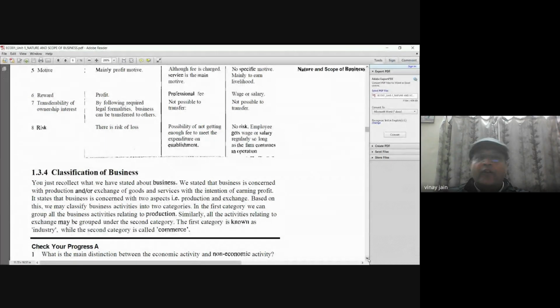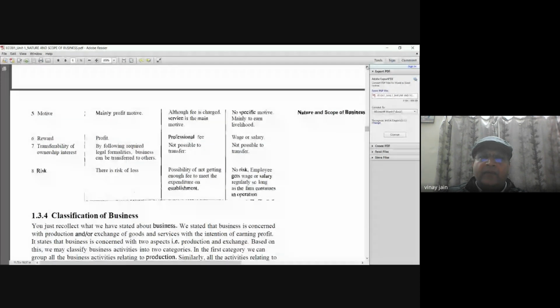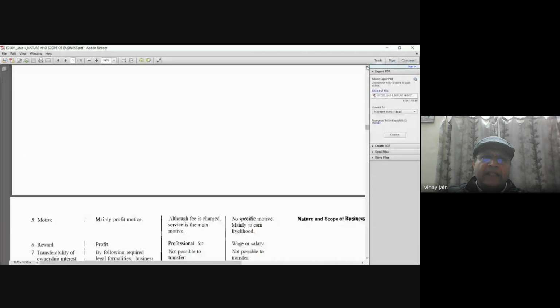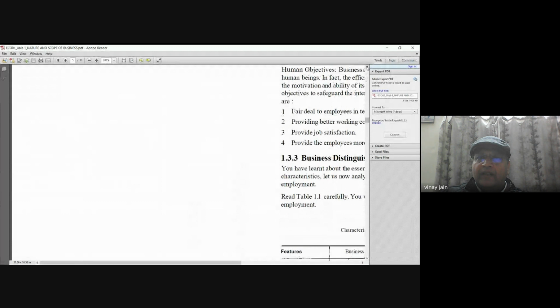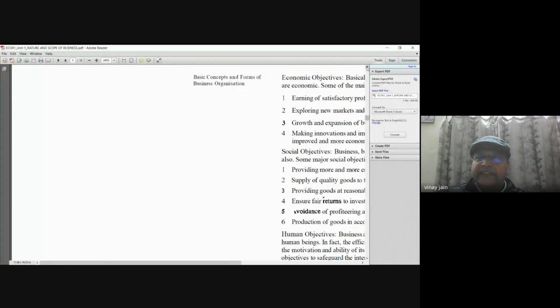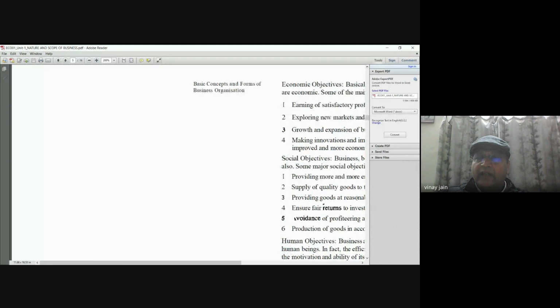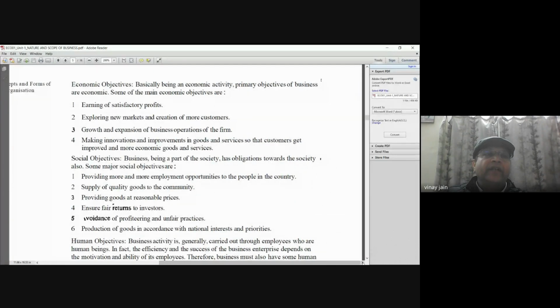Business means economic objective is there, no doubt. Economic objective is there, and human, like, the important thing is this, that if you are having CSR, have you heard about CSR? No, sir. This is called, you can write down.